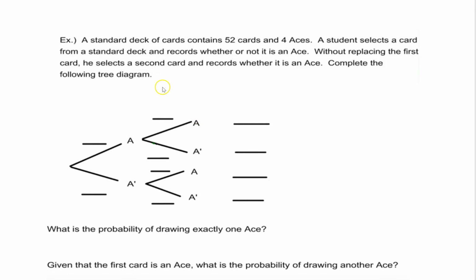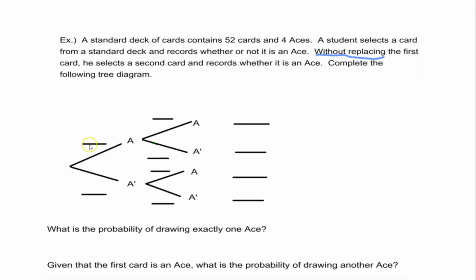So for example, a standard deck of cards contains 52 cards and 4 aces. A student selects a card from a standard deck and records whether or not it's an ace. Without replacing the first card, he selects a second card and records whether it's an ace again. Complete the following diagram. So again, all he's doing is picking a card and seeing if it's an ace or not. And without replacing, again, very important, right? And we'll talk about that in a second, why it's so super important.